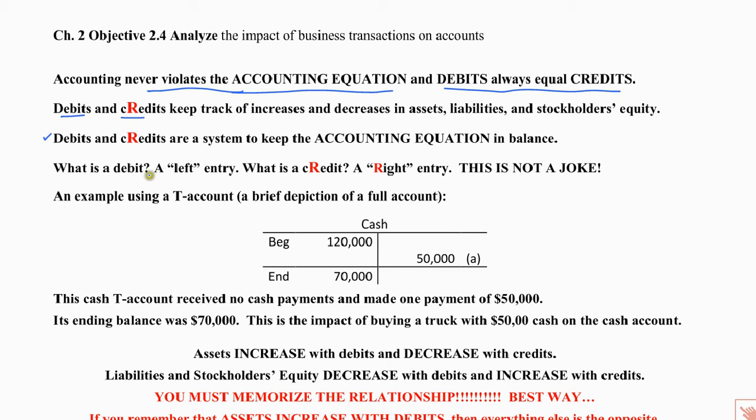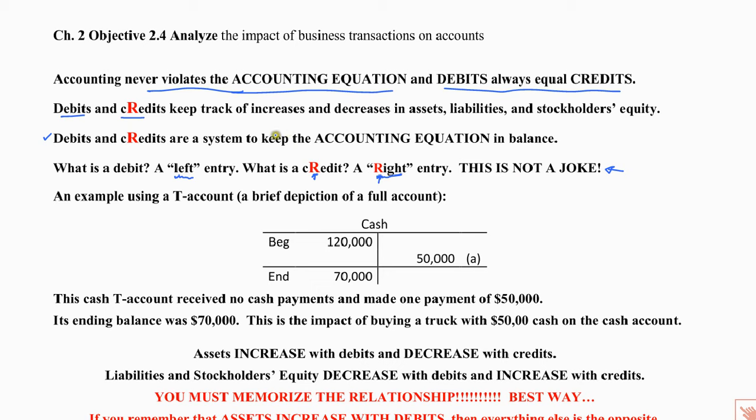All right, now what is a debit? A debit is a left entry and a credit is a right entry, which is why I keep using the big red R. If you can remember, credit is a right entry, then you're done. Debit's the other side. So seriously, this is not a joke. You absolutely have to remember that a debit is a left entry and a credit is a right entry.